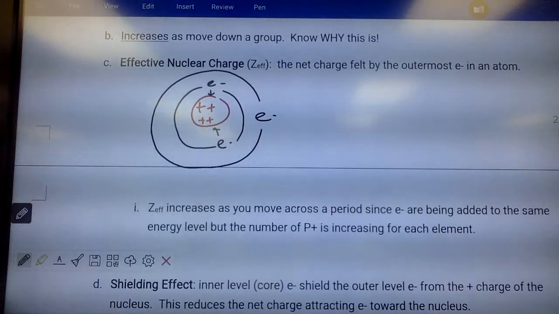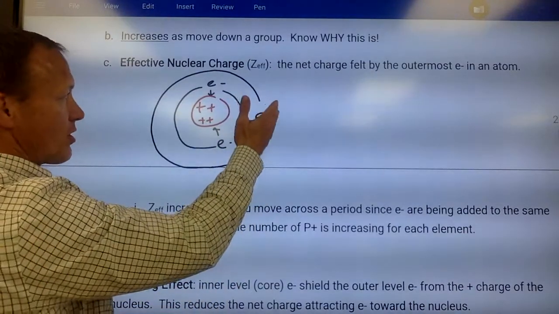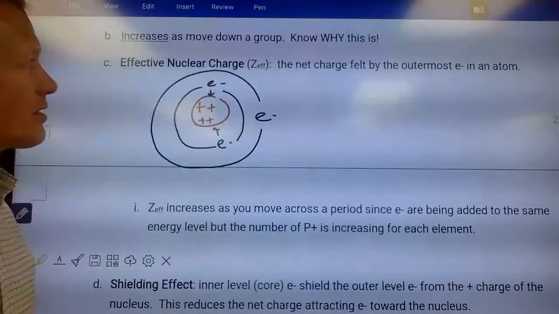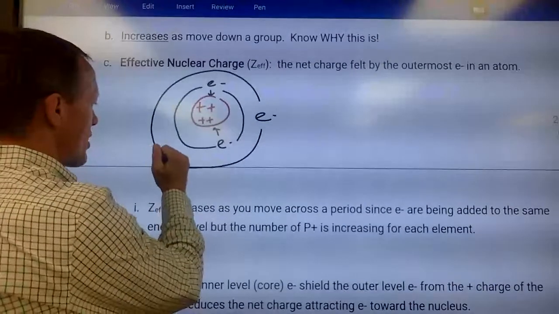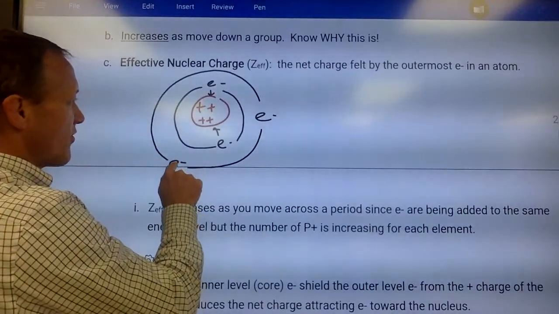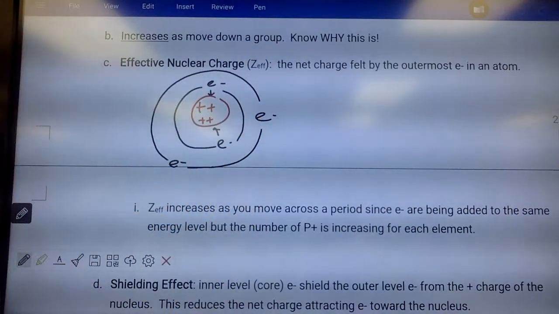So the farther out electrons are, the less attraction there is for that nucleus. Now, if I add another electron out here, this electron is going to feel the same attraction as this electron is. Those are going to feel the same attraction out there.